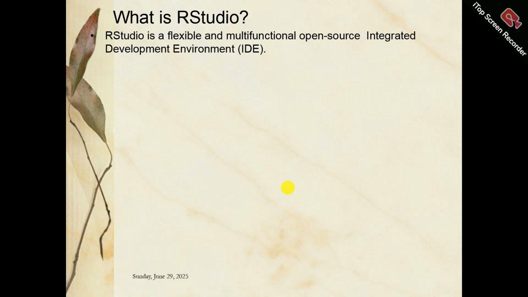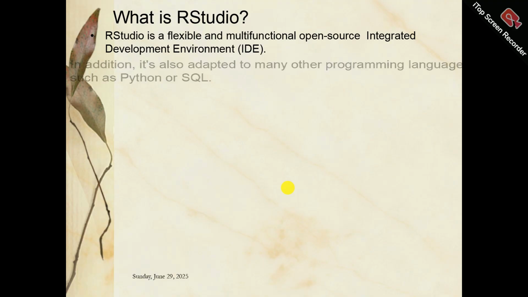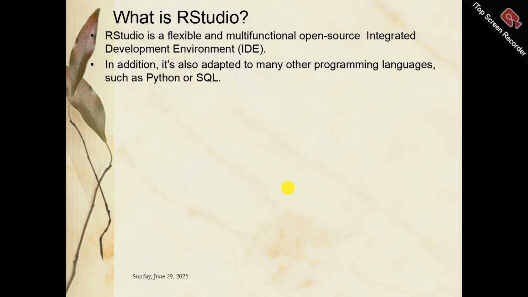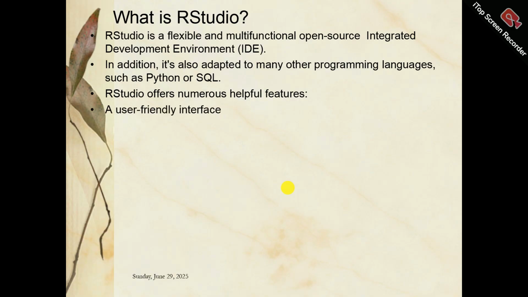So we would like to ask, what is RStudio? RStudio is a flexible and multi-functional open source IDE, that is integrated development environment. In addition, it is also adapted to many other programming languages such as Python and SQL. RStudio offers various helpful features. For example, it has a user-friendly interface.